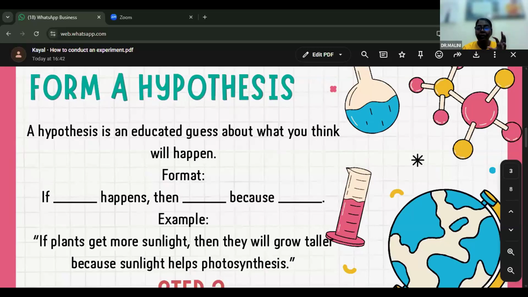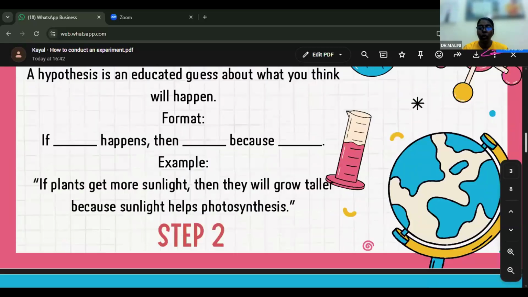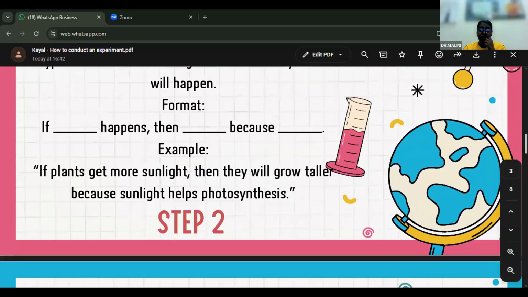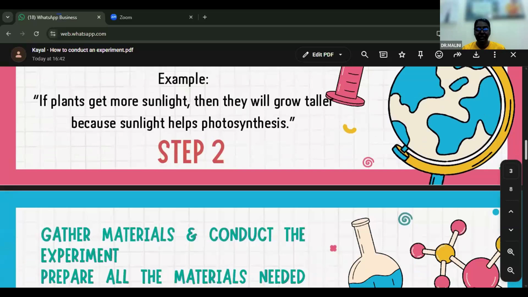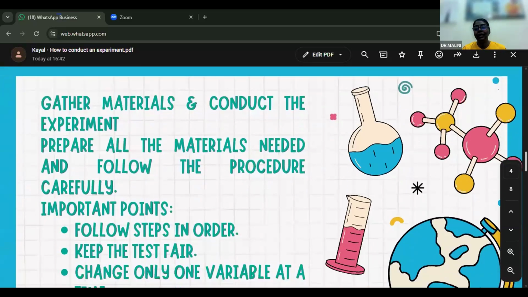So that's why when you have the hypothesis, you should always do an experiment and get that answer. That is another reason why we have to do an experiment. For example: if plants get more sunlight, then they will grow taller because sunlight helps photosynthesis. Okay, gather materials. So the third thing you have to do when you are conducting an experiment is gather the materials, prepare all the materials needed and follow the procedure carefully.